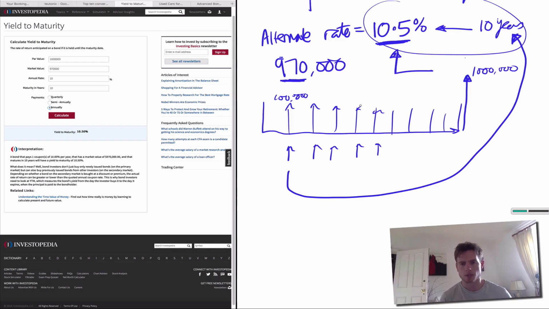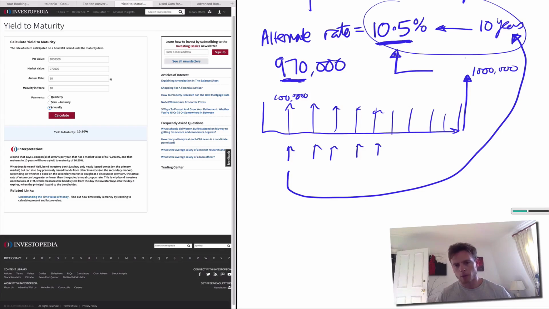So what it means is basically that those two strategies, i.e. investing 970,000 at 10.5% and leaving it compounding for 10 years, gives you exactly the same return as buying the bond for 970,000 and then reinvesting each of the cash flows as they arrive at 10.5%, the yield to maturity, in your alternative bank account, right?